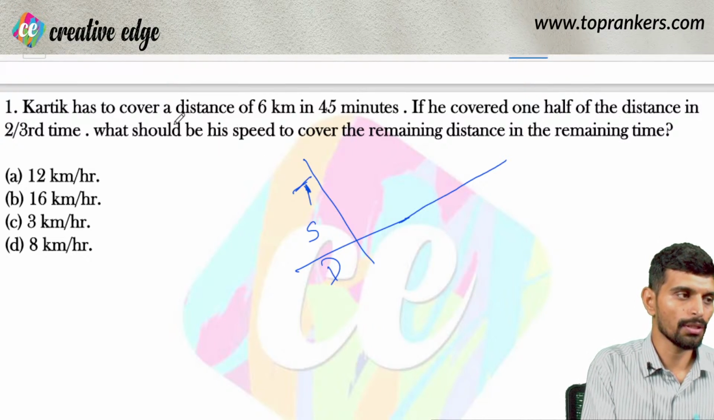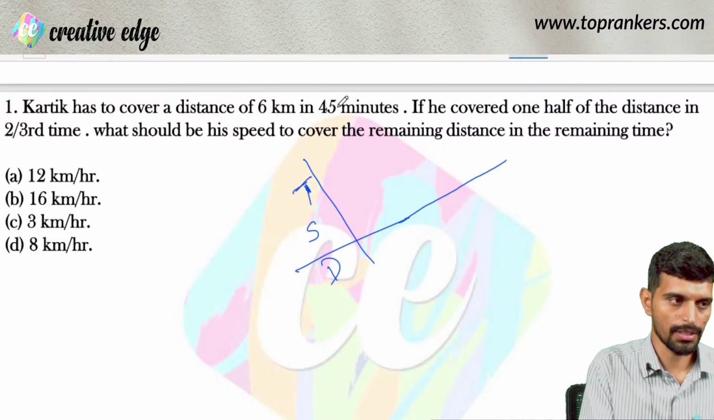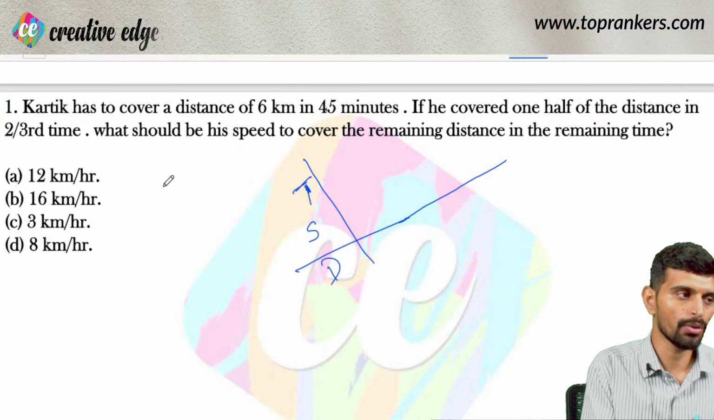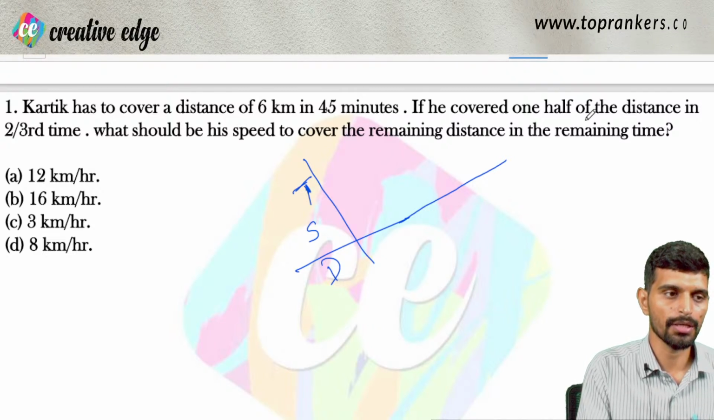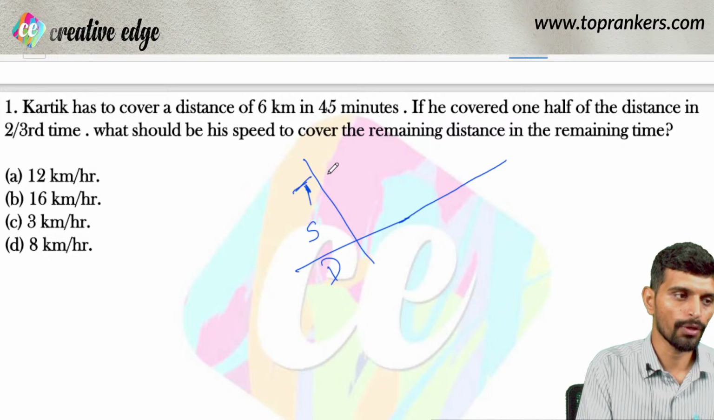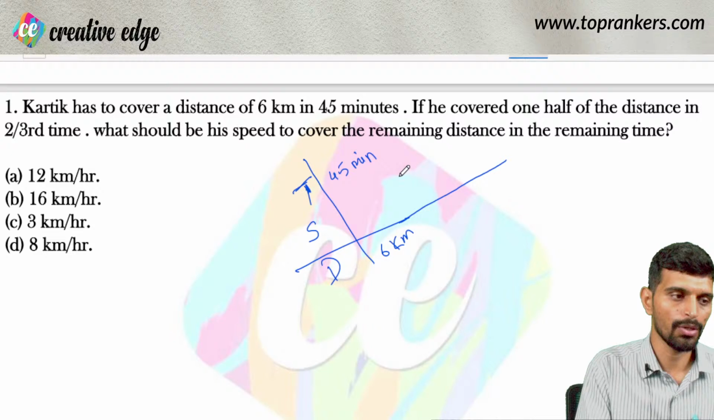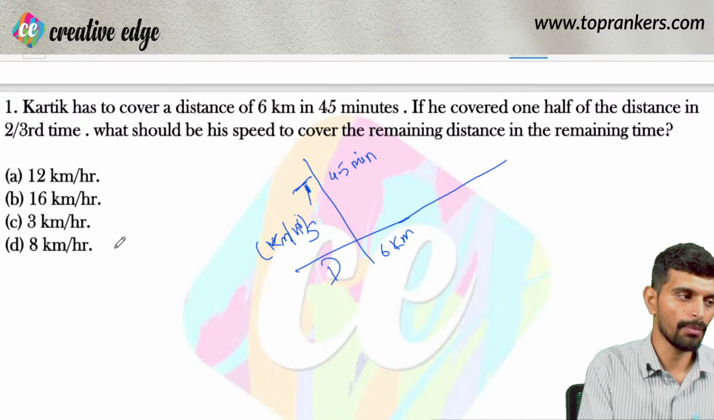In this question, Karthik has to cover a distance of 6 km in 45 minutes. If he covered one half of the distance in 2/3 of the time, what should be his speed to cover the remaining distance in the remaining time? So total time was 45 minutes and total distance was 6 kilometers. The time is in minutes and the distance is in kilometers, so let's convert the time into hours, as we need the speed in kilometers per hour.